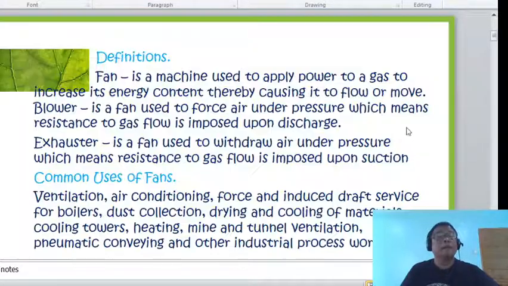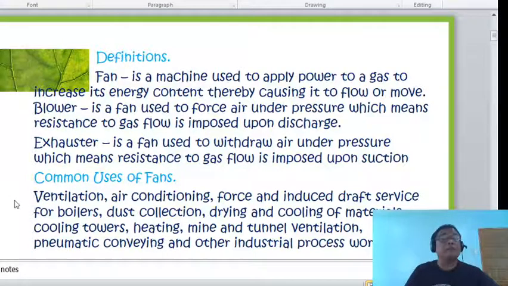So here, class, is the definition of fan. It's a machine used to apply power to a gas to increase its energy content, thereby causing it to flow or move. That is fan. A blower is a fan used to force air under pressure, which means resistance to gas flow is imposed upon discharge. And an exhauster is a fan used to withdraw air under pressure, which means resistance to gas flow is imposed upon the suction.